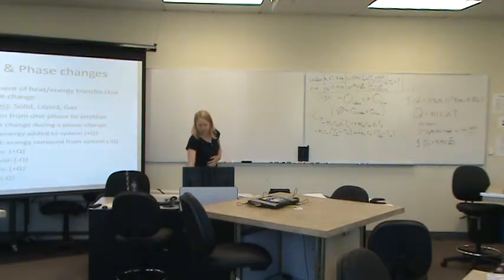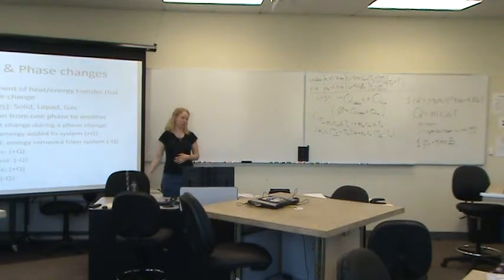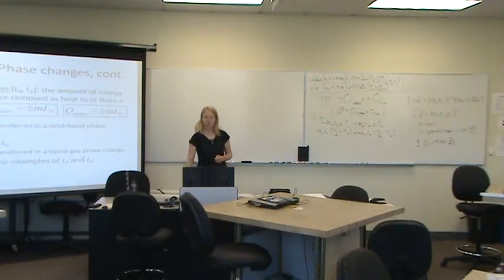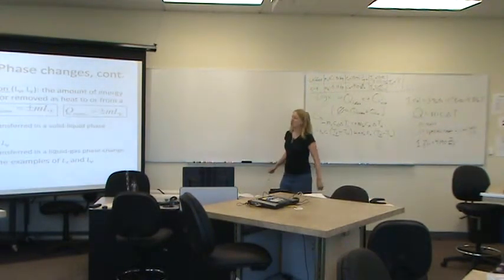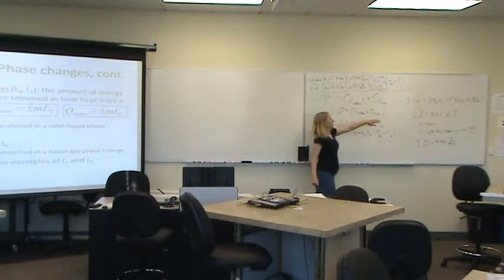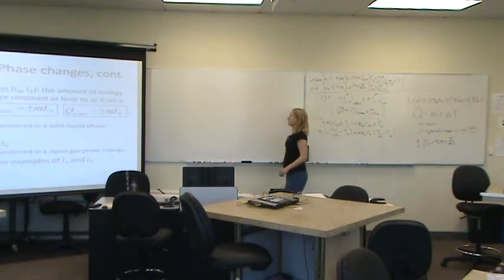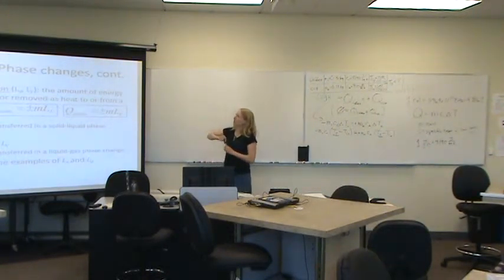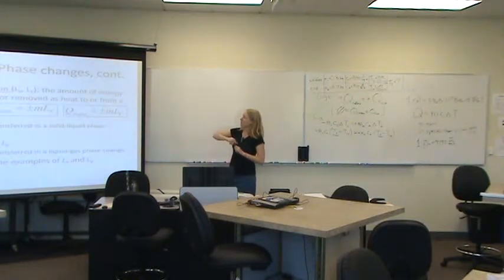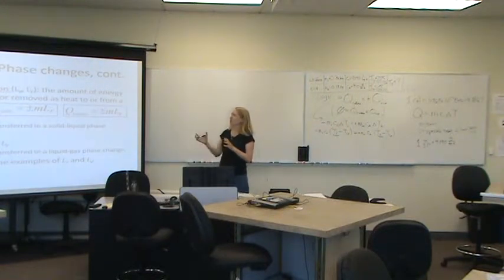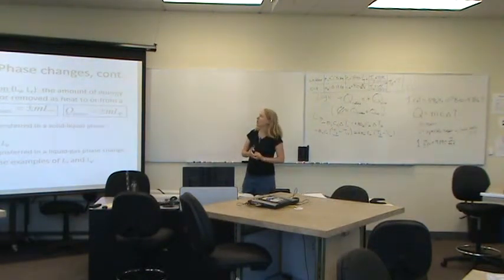So that's how we define the heat change during a phase change, using the heat of fusion and the heat of vaporization. During a phase change, instead of calculating Q in terms of the temperature change, now we're going to calculate Q in terms of the transformation. So the Q of transformation is plus or minus M times the latent heat of fusion, or the latent heat of vaporization if you're going from liquid to gas, or back and forth.